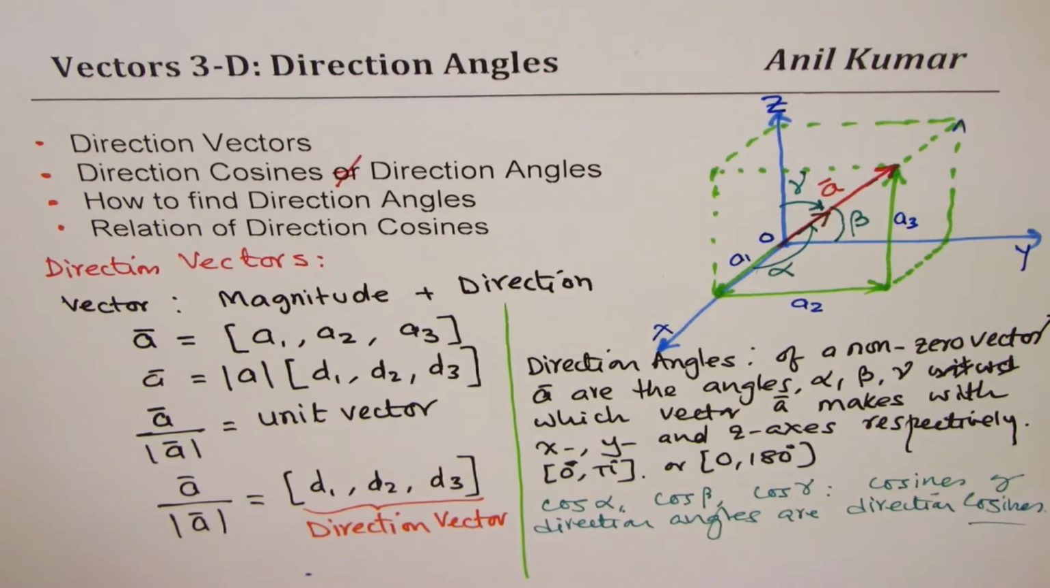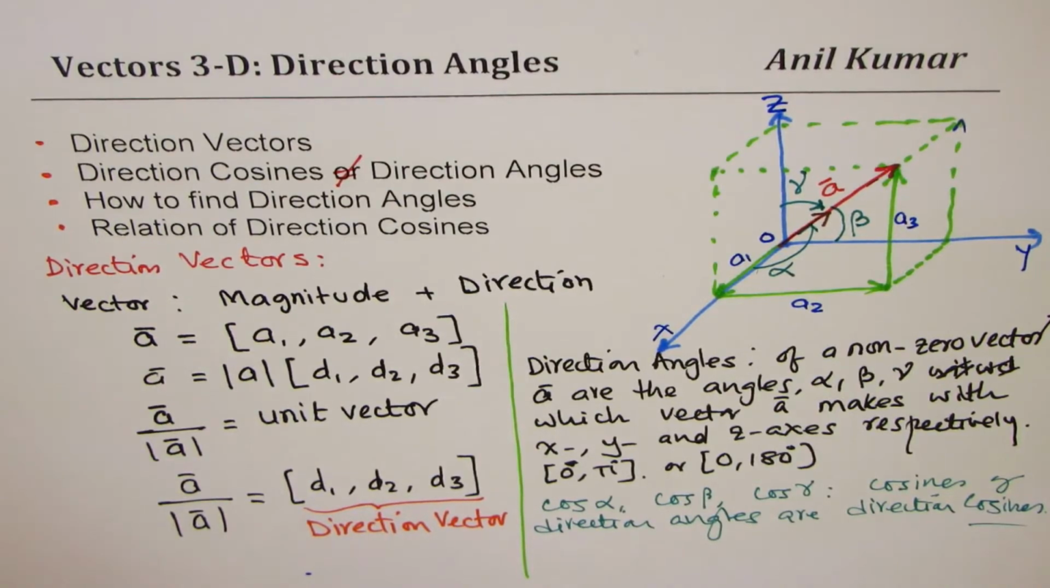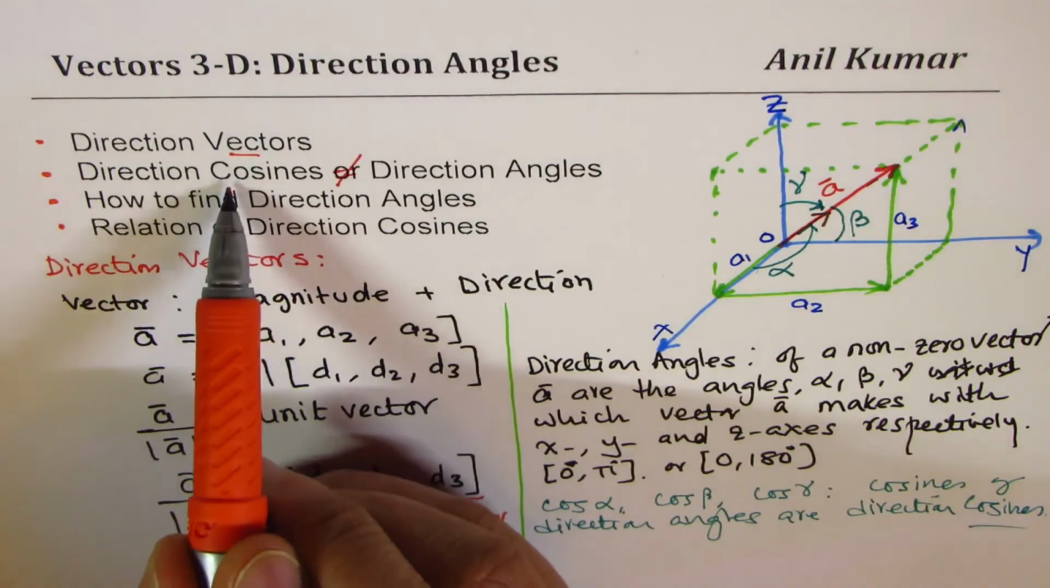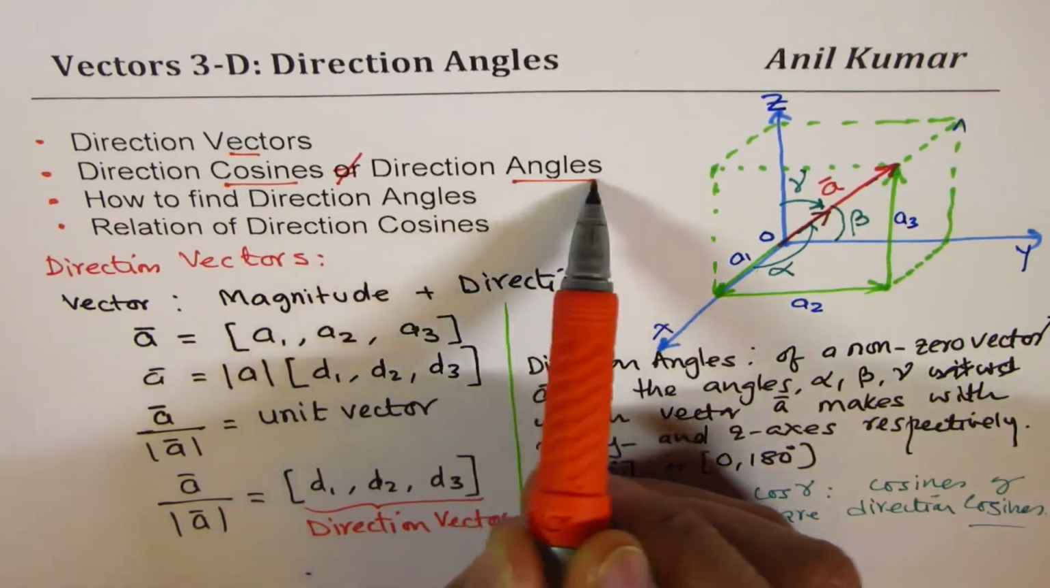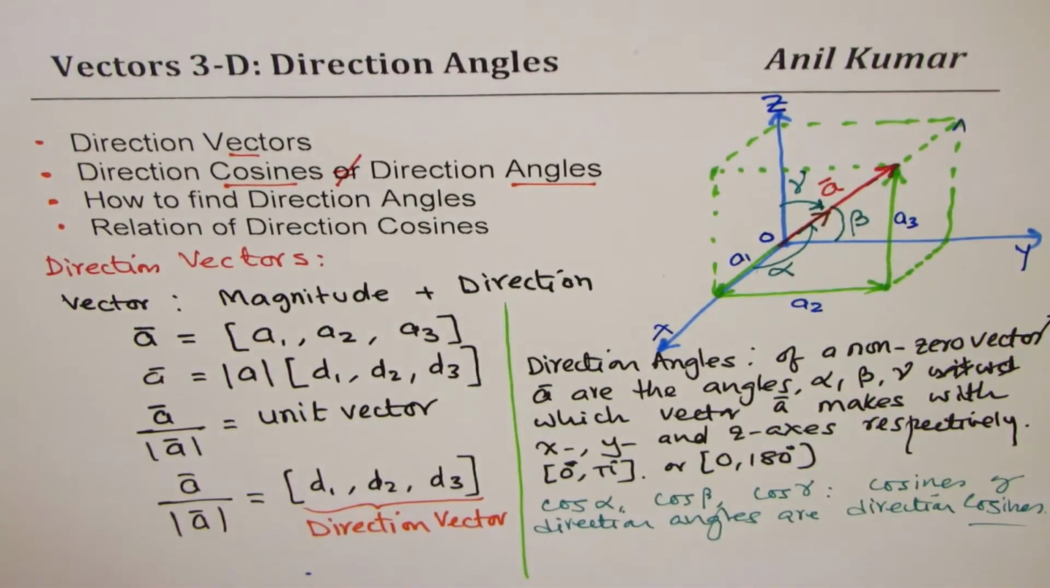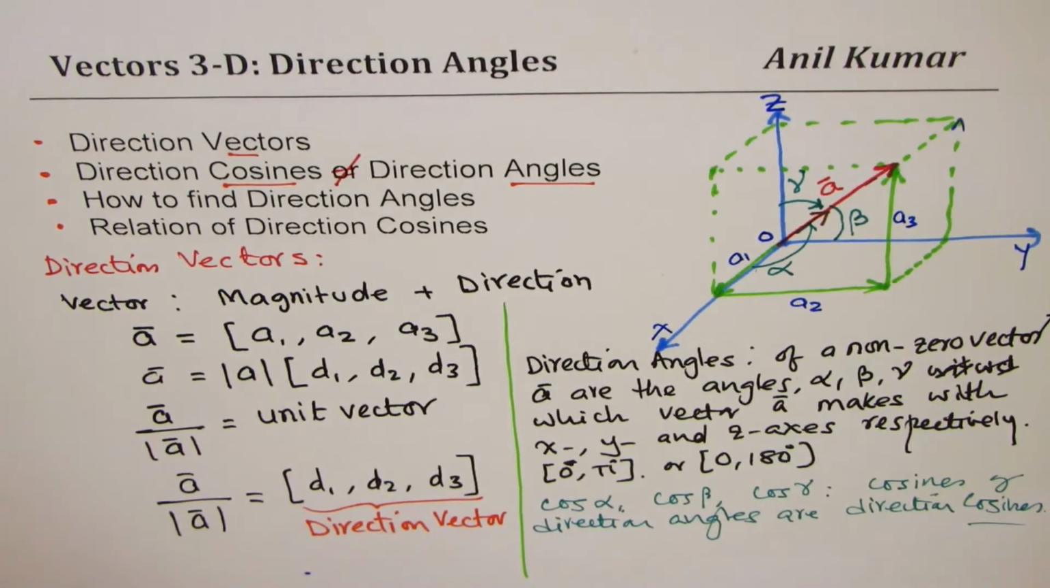Perfect. So that is how we relate all the three terms. Is that clear to you, right? So in a way, we have shown you what are direction vectors, what are direction cosines, and what are direction angles. Correct? Now we will see how to find them, right?